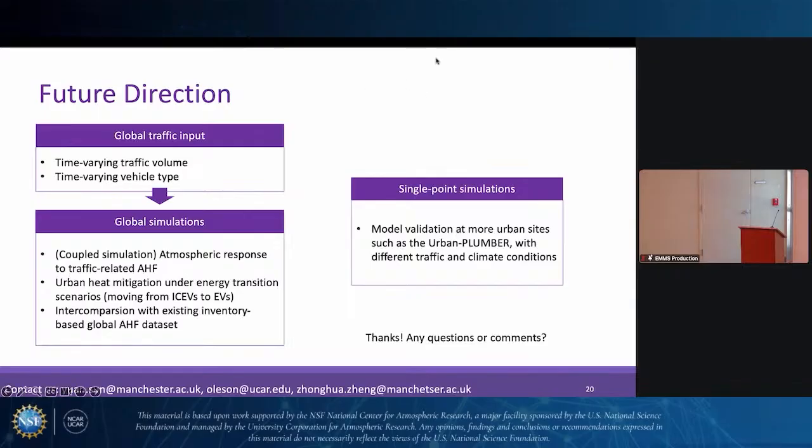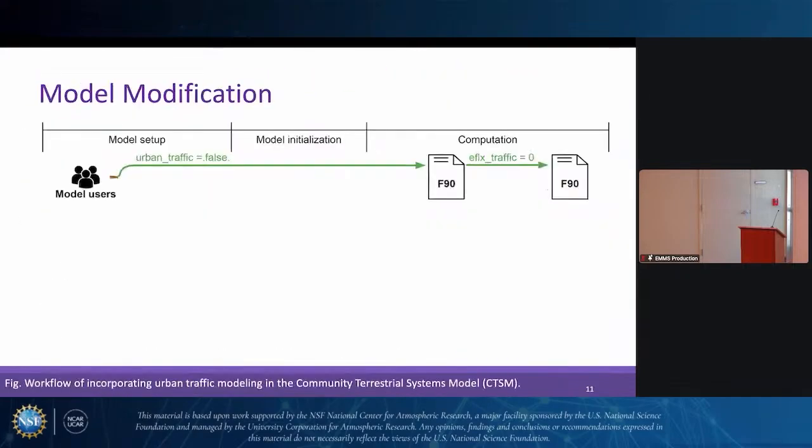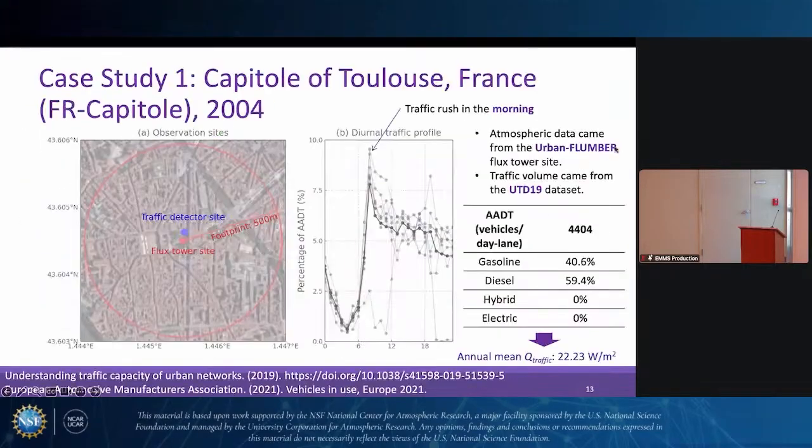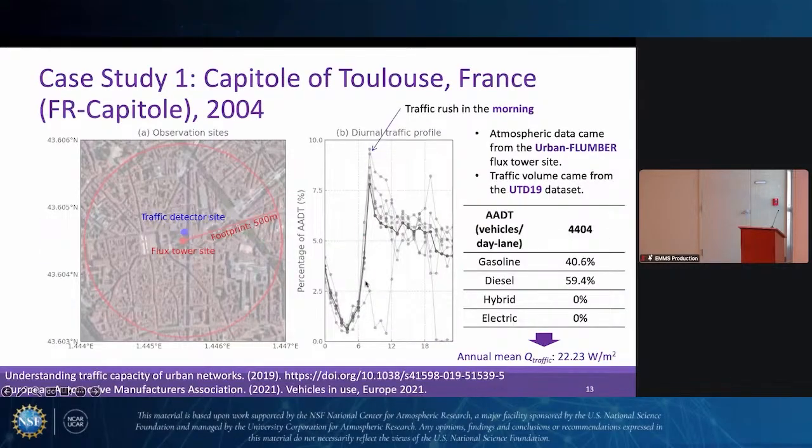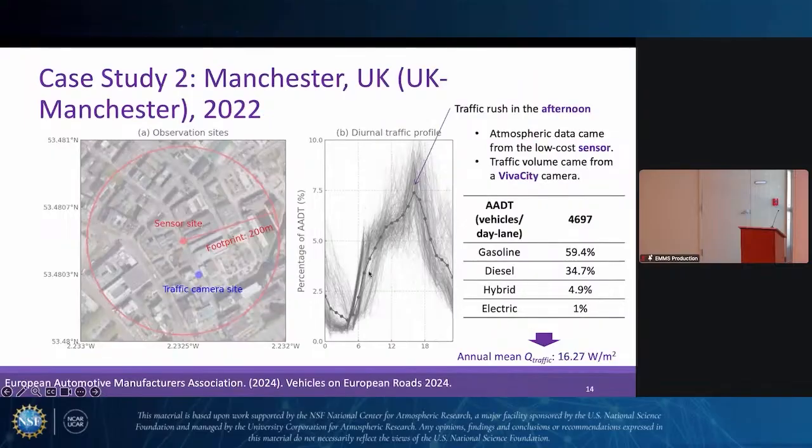I had one question, and this is maybe just my own naivety about the urban model. So these are all single point urban plumber sites that you're running? The France one is from the urban plumber, so it provides the flux variables, and the UK one is using local sensor data. It is not an urban plumber site.